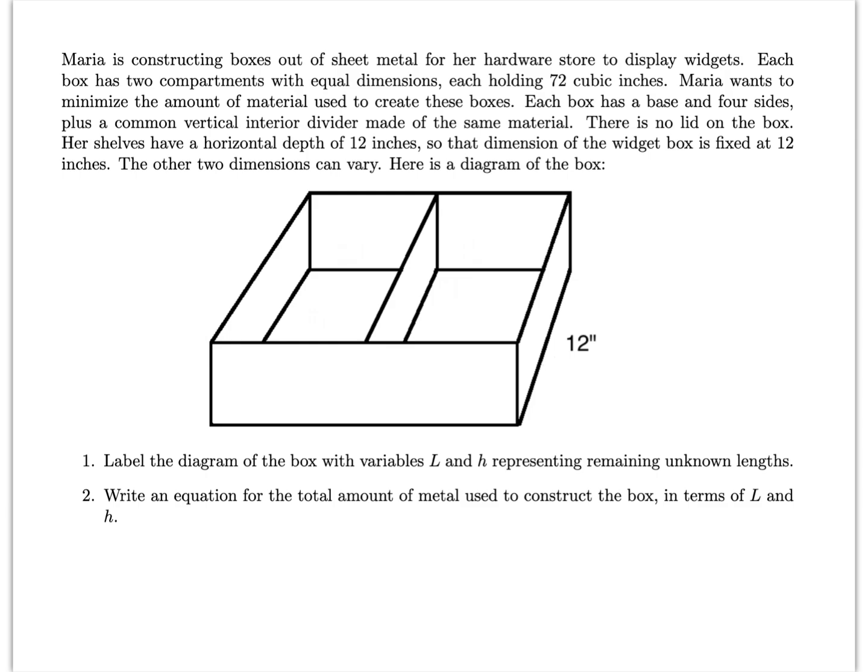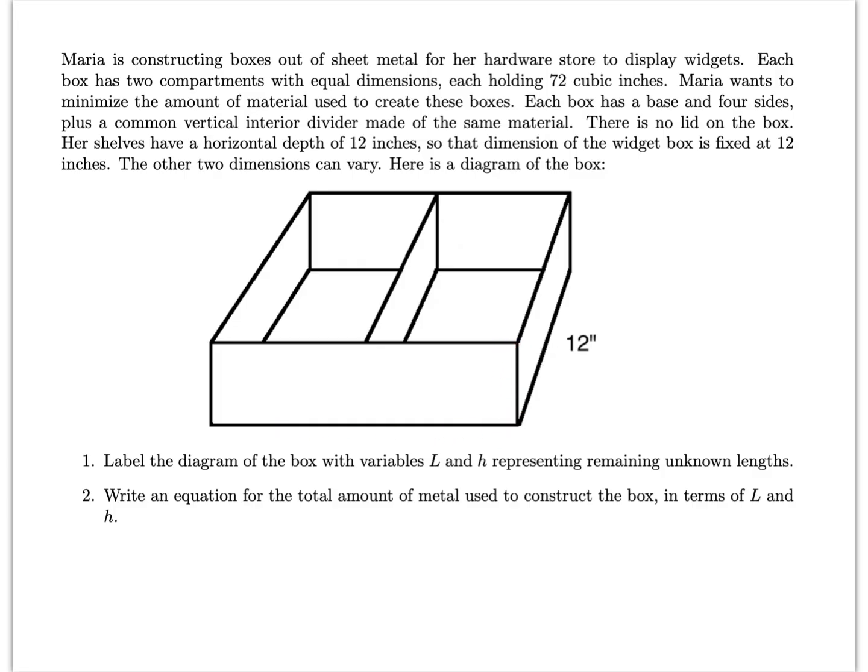Maria wants to minimize the amount of material used to create these boxes. Each box has a base and four sides, plus a common vertical interior divider made of the same material. There's no lid on the box, and her shelves have a horizontal depth of 12 inches, so that dimension is fixed. The two other dimensions can vary, being this front across dimension and this up dimension.